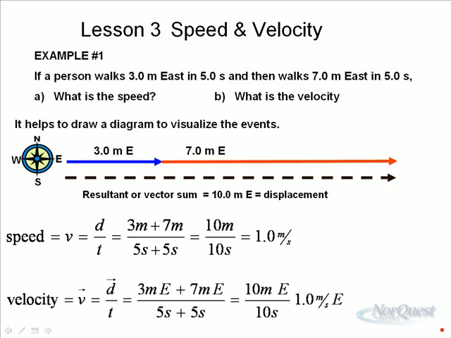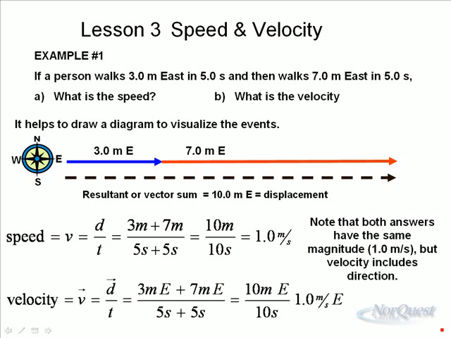Velocity, however, is 3 meters east plus 7 meters east gives me a total of 10 meters east in 10 seconds, 1.0 meters per second east. Now notice that they both have the same magnitude, that is 1.0 meters per second. But velocity must also include the direction, and this is very important in the next example, which is not quite as uniform as this first example.